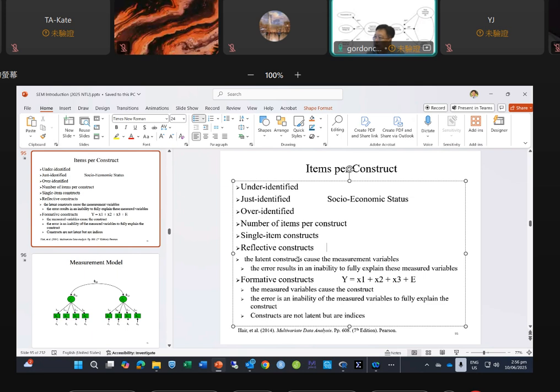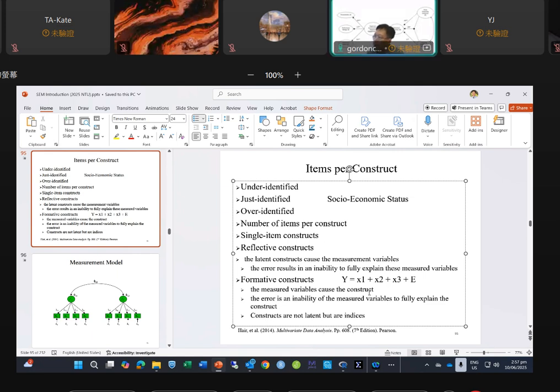Because they are highly correlated, that's why we can calculate Cronbach's alpha. Cronbach's alpha is only for reflective constructs. The items are highly correlated, and we use the true score to predict the observed score. For formative constructs, x1, x2, and x3 are not necessarily highly correlated. For example, in socioeconomic status, education and income and occupation are not necessarily highly correlated. We just create the score y. Therefore, we do not have Cronbach's alpha for formative constructs.